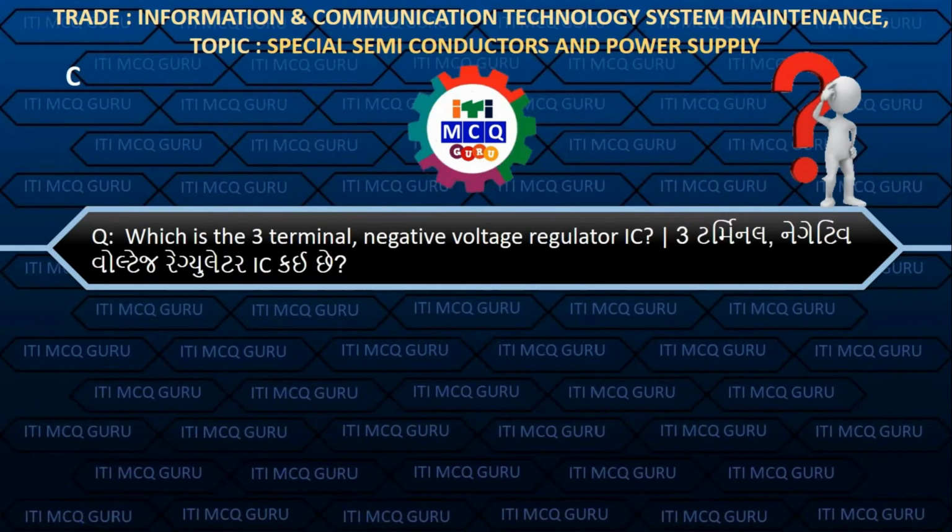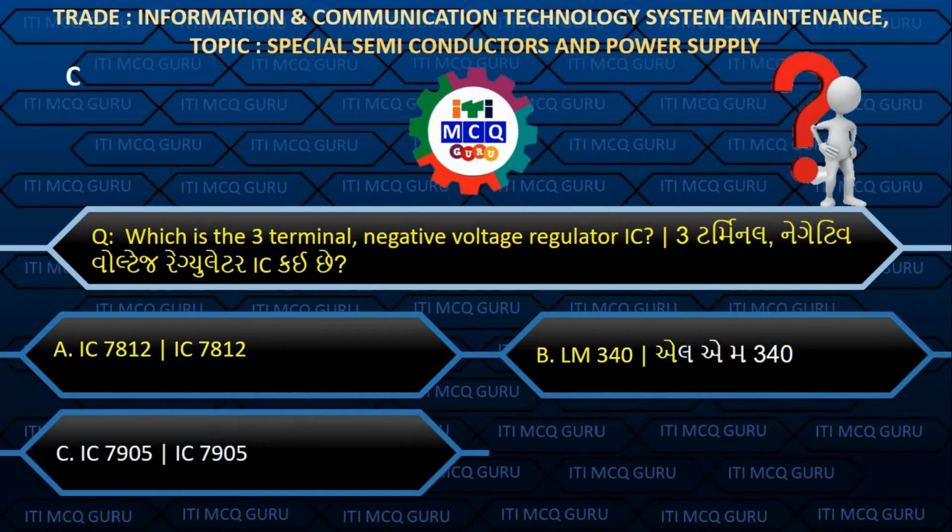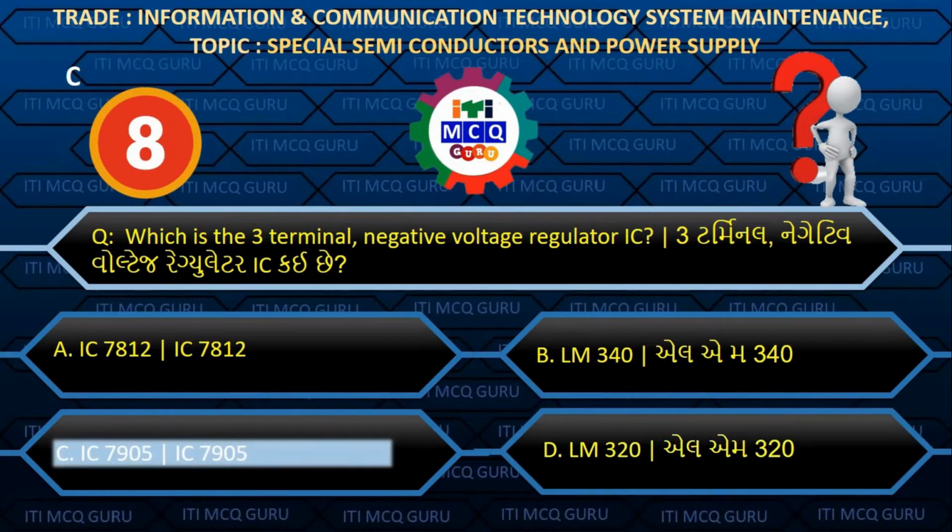Which is the 3-terminal negative voltage regulator IC? 3-terminal negative voltage regulator IC કઈ છે? The answer is C, IC 7905.